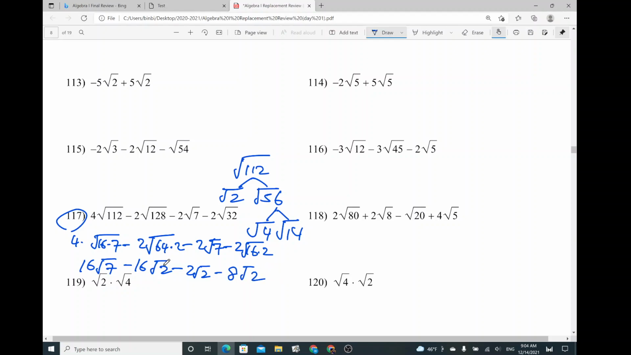As you can see, the one with the same radical, root 2, root 2, root 2, we combine all those coefficients. So negative 16 minus 2, negative 18, minus 18, negative 26. So we got 16 root 7 minus 26 root 2. Okay? Equal sign.